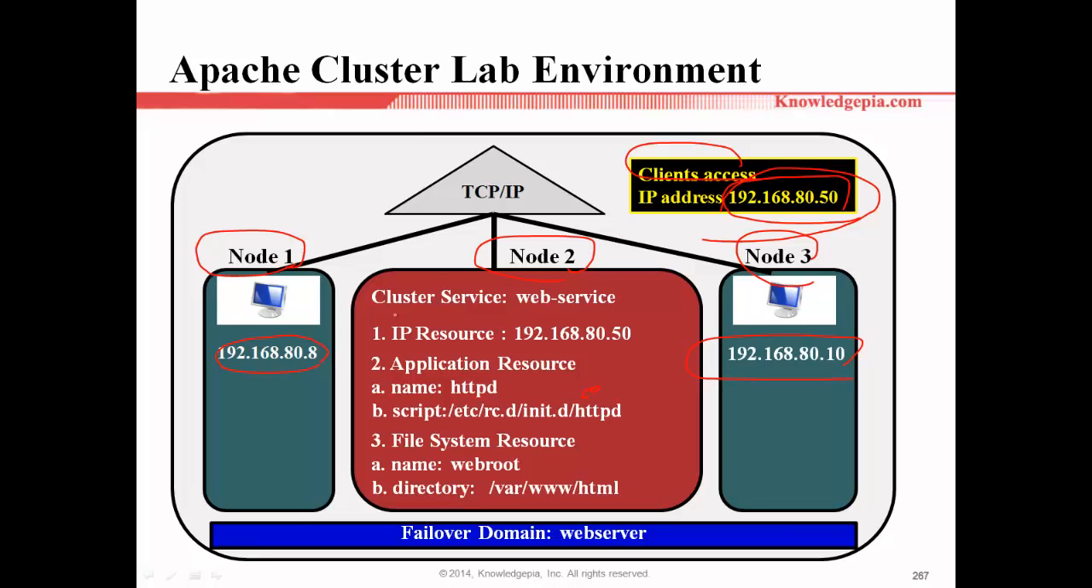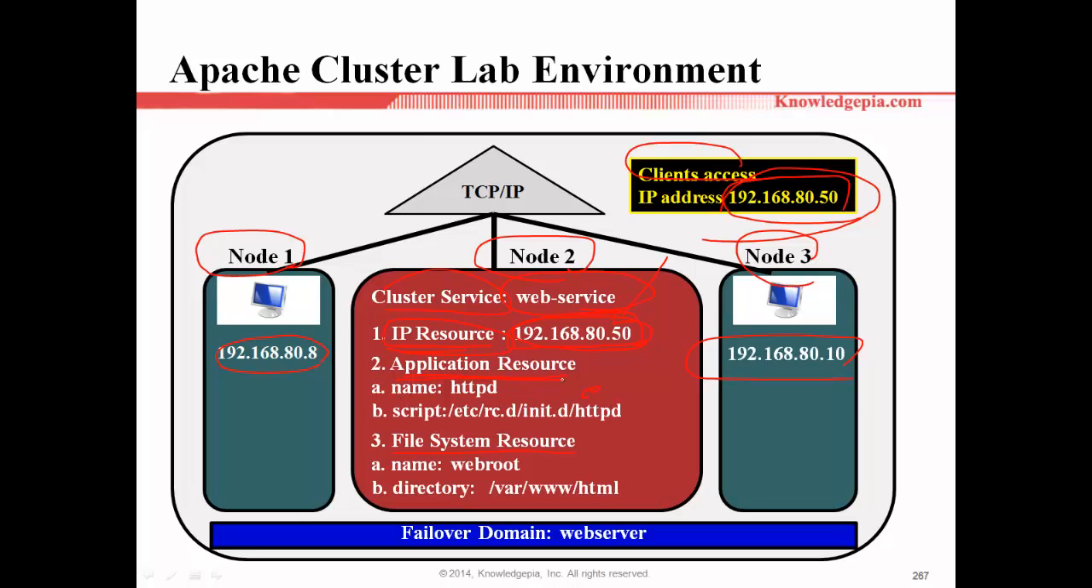When I configure this cluster service, the name is web service. And I already told you that an Apache cluster needs three resources. First, the IP resource. Second, the application resource. Third, the file system resource. For the IP resource, I will use this floating IP address 192.168.80.50. So clients can access this IP address to visit our web service.